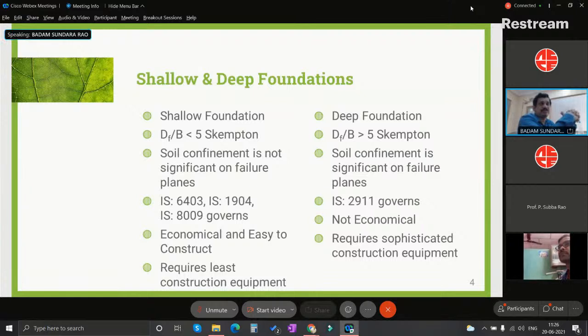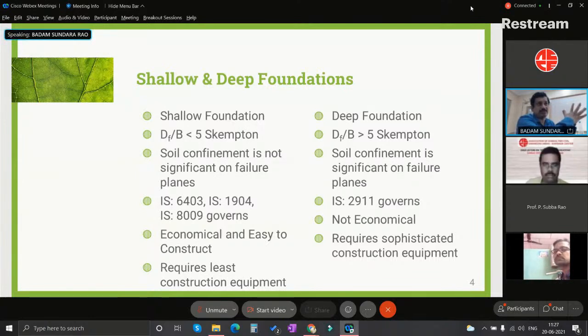According to Skempton, who was the first researcher to distinguish the shallow foundation and the deep foundation, the classification is with respect to the ratio Df/B, where Df is the depth of the foundation and B is the width of the foundation. When the Df/B ratio is less than 5, Skempton classified it as a shallow foundation. And when the Df/B ratio is more than 5, he classified it as a deep foundation.